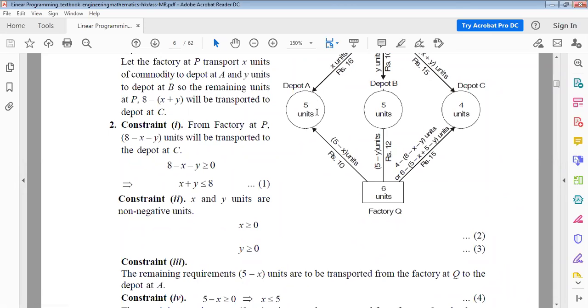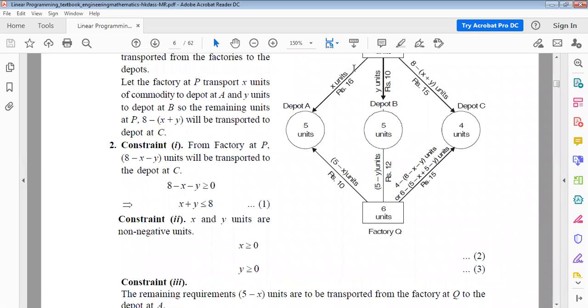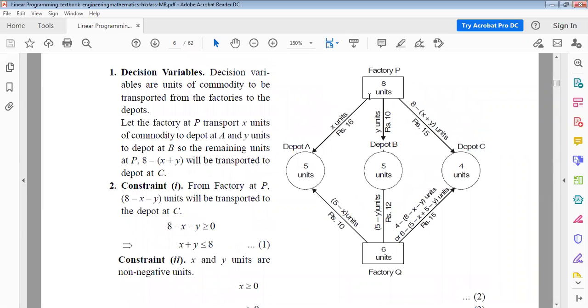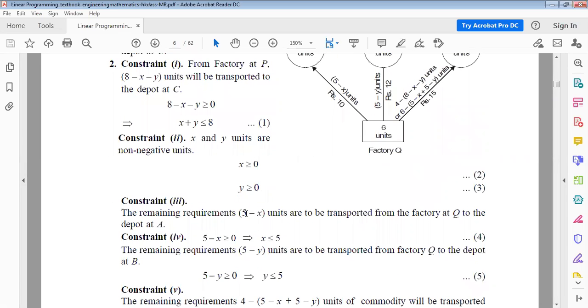There are actually 5 units available, but X units come from here. So how many will be available? 5 minus X. Understand? How many will be available from Q? 5 minus X, because X units have come from factory P. So from factory Q, 5 minus X will exist. So the remaining requirements, 5 minus X units, are to be transported from Q to the depot A.